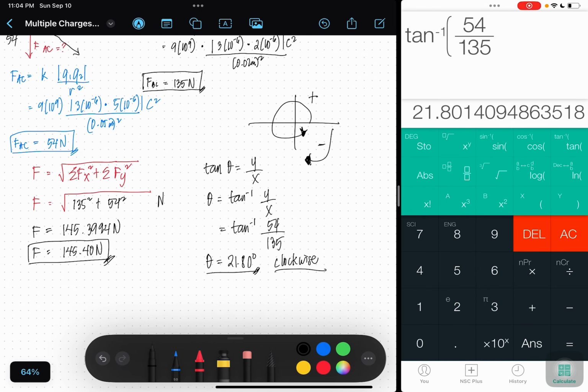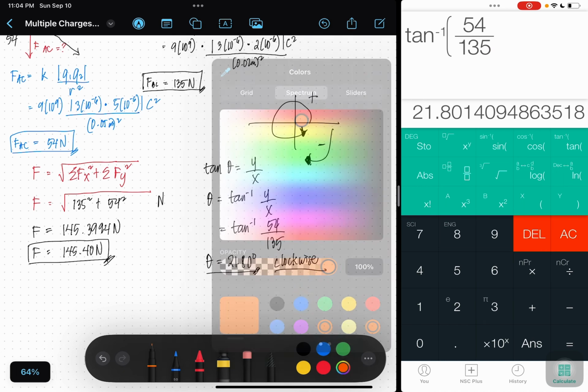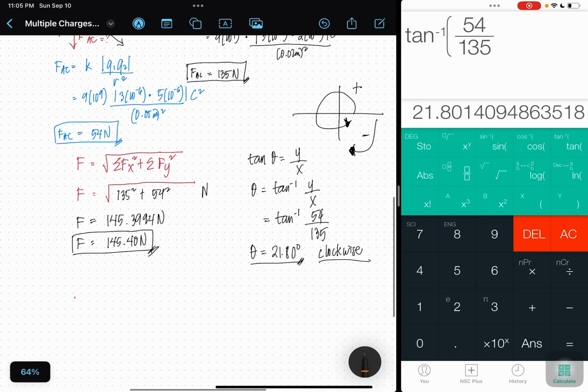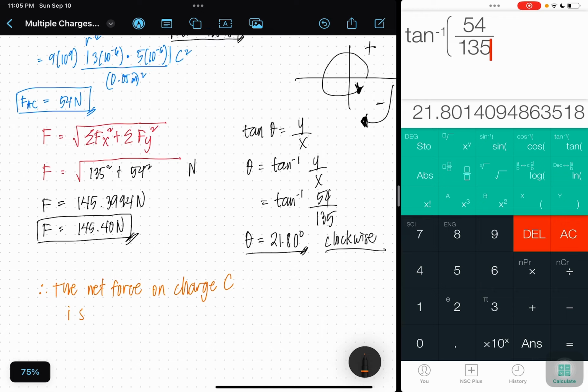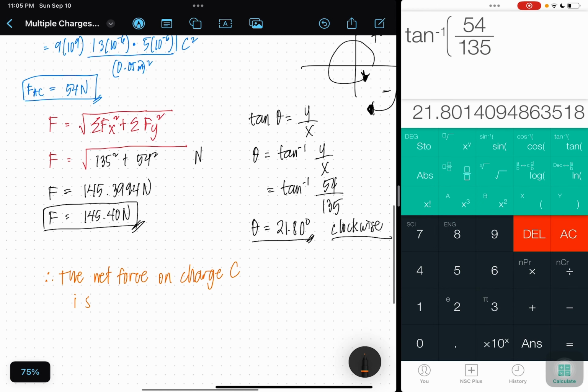Therefore, we can conclude the net force on charge C is 145.14 Newtons at an angle of 21.80 degrees clockwise from the horizontal.